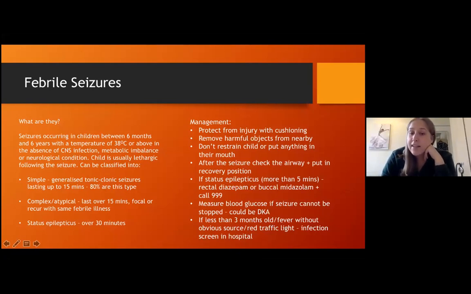Then if they're less than 3 months old, so any child less than 3 months old with this, you can't find an obvious source of the fever, or there's any of those red traffic light criteria we talked about before, you're going to do what's called an infection screen, and you're going to do that in hospital. So anyone got any ideas the sort of tests you're going to be running in an infection screen?